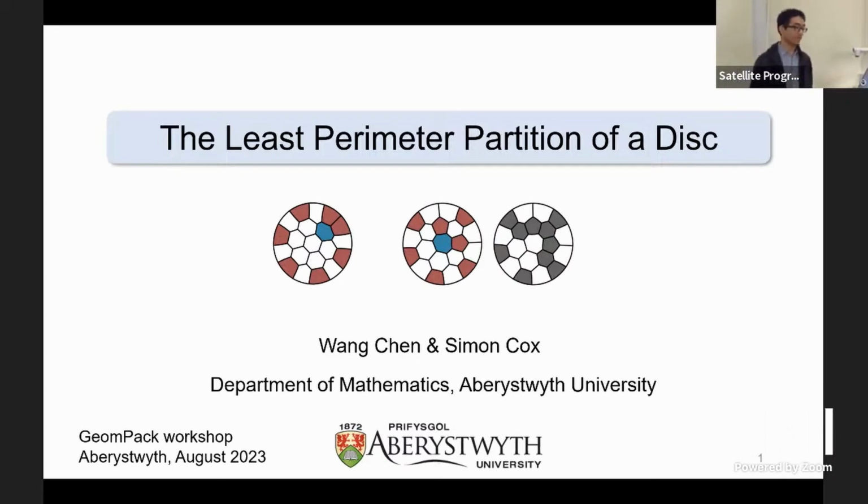Okay, so we want to further explore the bidispersed partition of the disk. So we should rethink our research approach. Clearly, enumeration is no longer feasible.